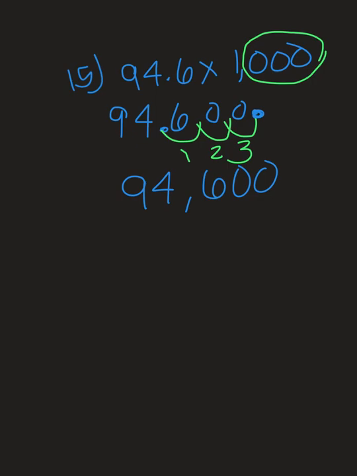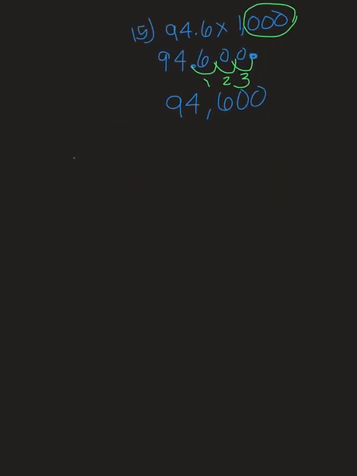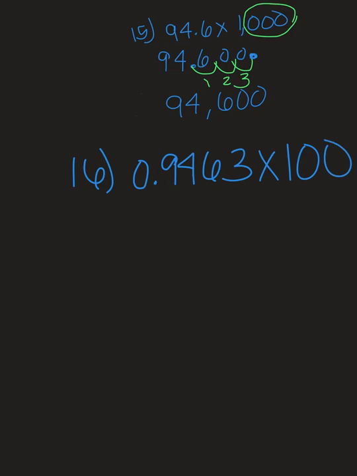Let's take a look at number 16. Number 16 is 0 and 9463 ten-thousandths. Wow, that's an extra place value that we normally don't deal with in 6th grade. 0.9463. That's an extra one we don't do, but we're going to multiply that times 100. Okay? And we do the same thing.